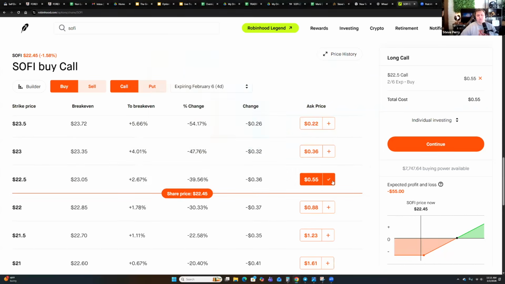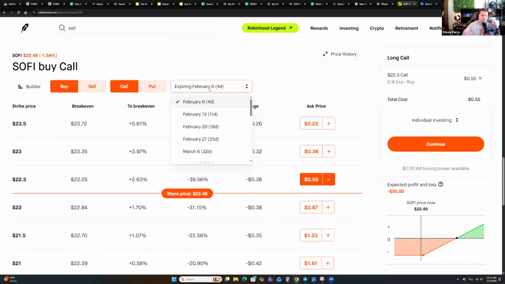So this one's 4 days out, so this is not a super expensive option. It's 55 cents right now per share, and you have to buy 100 of these at a time. So that would probably cost us around $55 if we wanted to buy that option and have that right. Now, let's say we go out further in expiration.